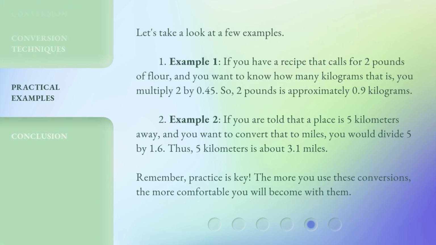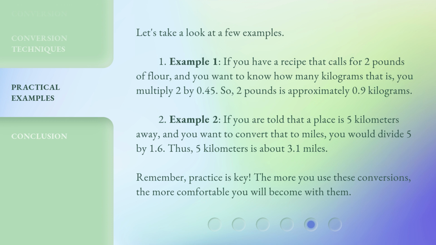Let's take a look at a few examples. Example 1. If you have a recipe that calls for 2 pounds of flour, and you want to know how many kilograms that is, you multiply 2 by 0.45. So, 2 pounds is approximately 0.9 kilograms.